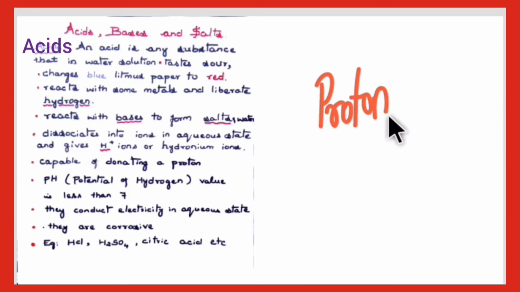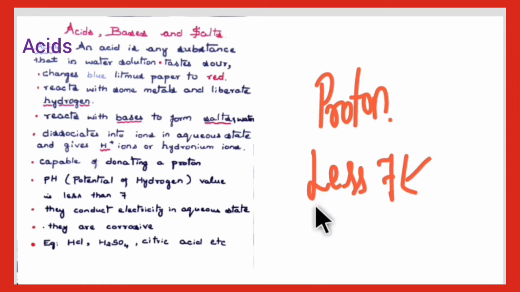Next, pH value, that is potential of hydrogen. So what is that potential of hydrogen? The concentration of hydrogen in that solution is called the pH value, right? That pH value is less than 7 in case of acids. It is less than 7.